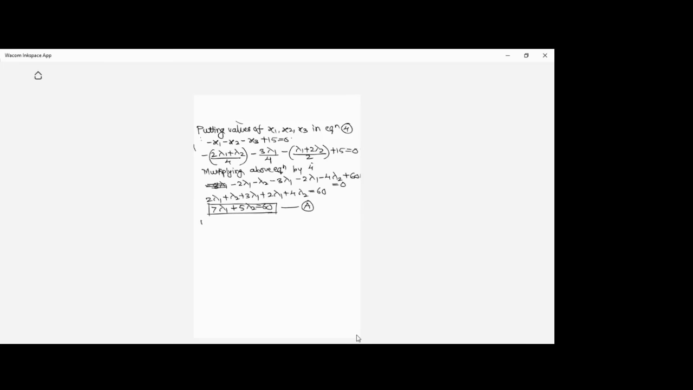So this is our first equation in terms of lambda 1 and lambda 2, and it is termed as equation A. Next step, putting values of x1, x2, x3 in equation 5, right? So equation 5, what we had was minus 2 x1 plus x2 minus 2 x3 plus 20 is equal to 0.